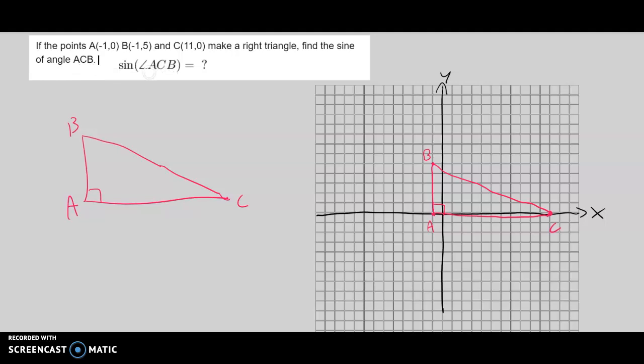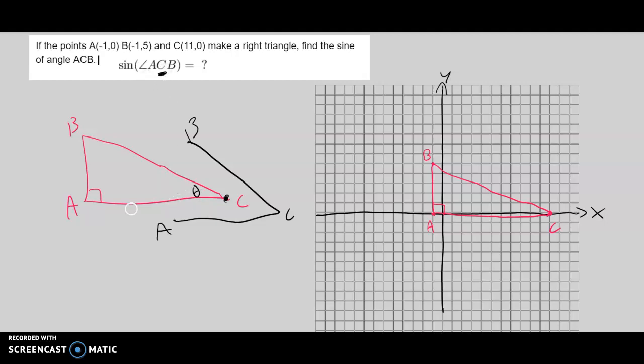Remember that if they're labeling an angle ACB, that means the angle that I make when I go from A to C and then from C to B. So A to C to B makes this angle right here. So in other words, it's labeling the angle at the letter that's in the middle. So the angle at point C is the angle that we're looking for. So I'm going to label that theta.